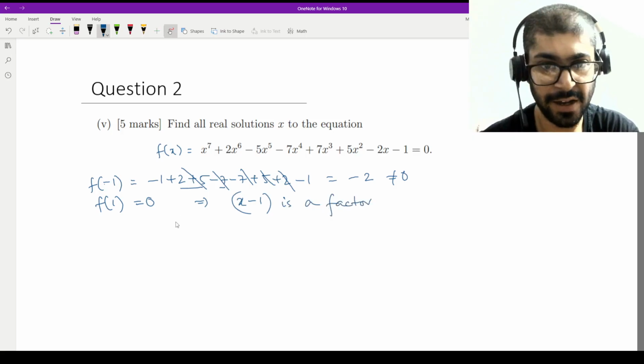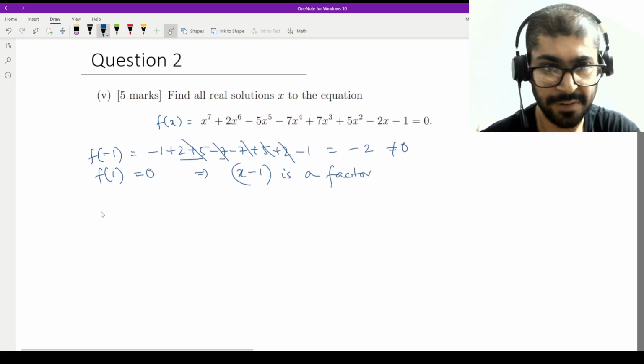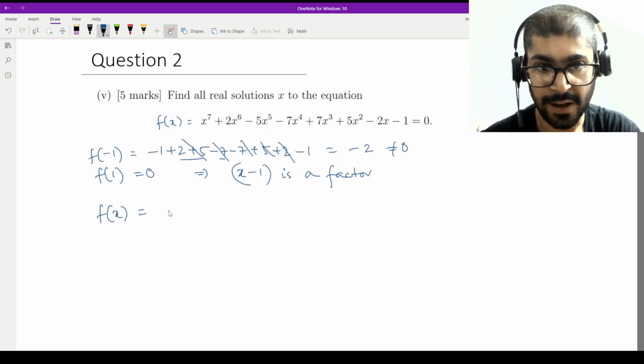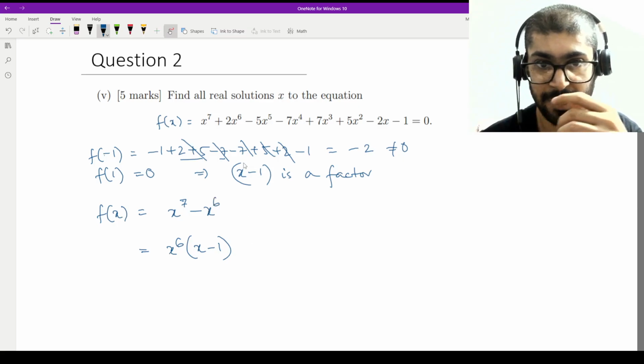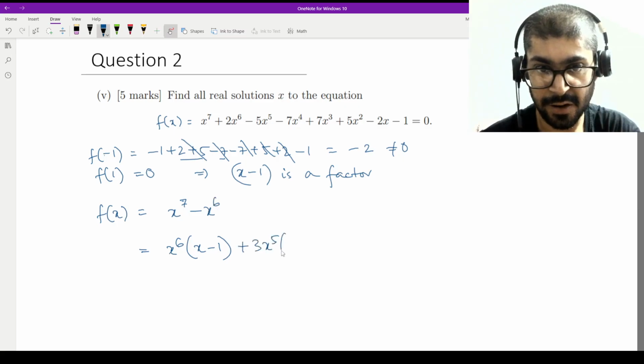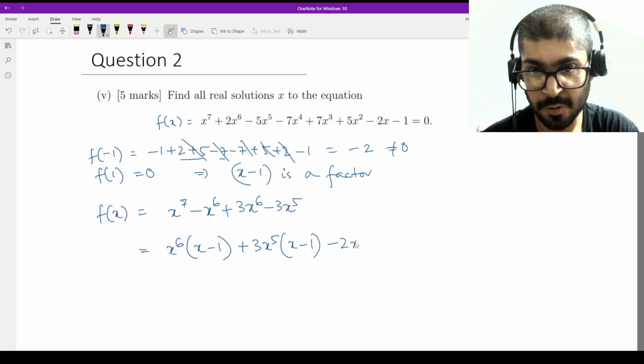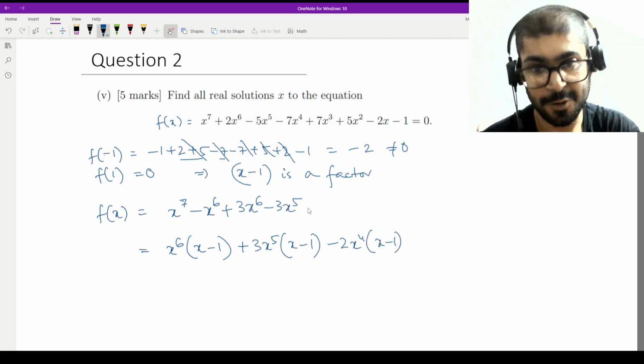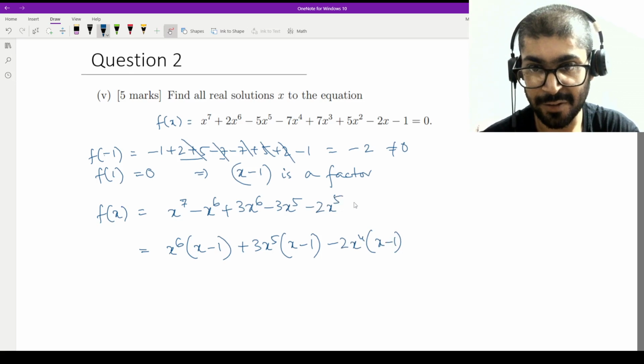Alright, if that happens, then we can decompose it. So if x minus 1 is a factor, then f(x) will be equal to, I'll keep a line gap, x to the power 6 into x minus 1. That would give me x to the power 7 minus x to the power 6. So I would have to make it 2x to the power 6. That would give me 3x to the power 5 into x minus 1, so that would be 3x to the power 6 minus 3x to the power 5. Again I have minus 2x to the power 4 into x minus 1, so that would give me minus 2x to the power 5 plus 2x to the power 4.